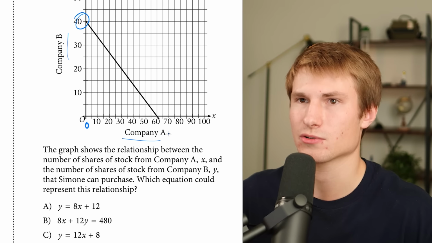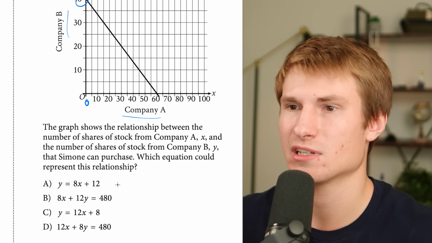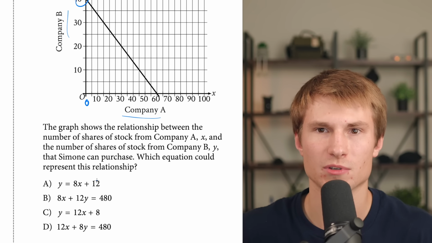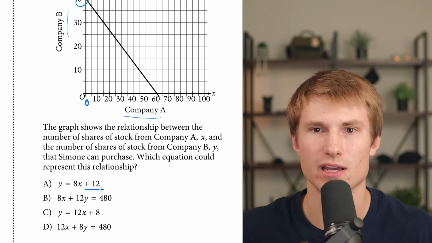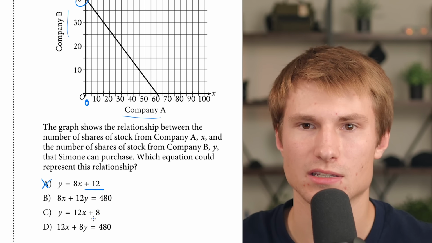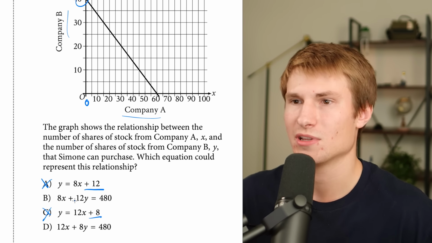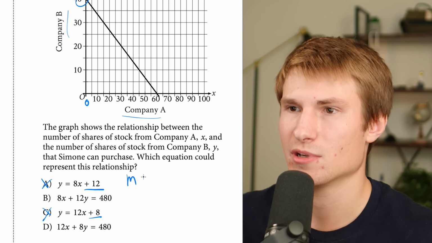Which equation can represent this relationship? All right, so this is a pretty simple question, looking for the equation represented. First thing I'm going to take a look at are the ones that are in slope-intercept form, because those are easier to interpret. We have y = 8x + 12. I know that that's the wrong y-intercept. And then if I take a look at C, we have y = 12x + 8, wrong y-intercept. Now I'm between B and D. Between these two, they're both in standard linear form, so I'm going to use this equation here.